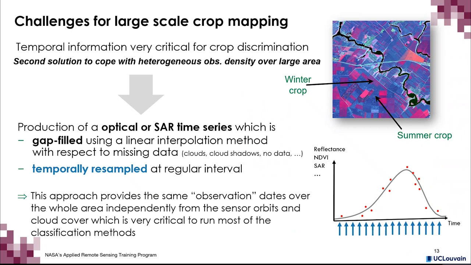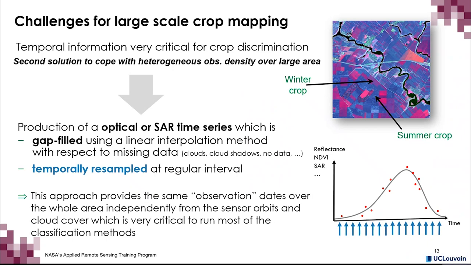Therefore, a second solution to cope with the heterogeneous observation density over a large area, which is different from the monthly compositing, is implemented in Sen4Stat. This corresponds to the production of an optical time series or a SAR time series, which will be gap-filled using linear interpolation with respect to missing data. The missing data due to cloud, cloud shadows, no data, or invalid data will be replaced by the gap-fill value. This provides a continuous profile over the full time series.